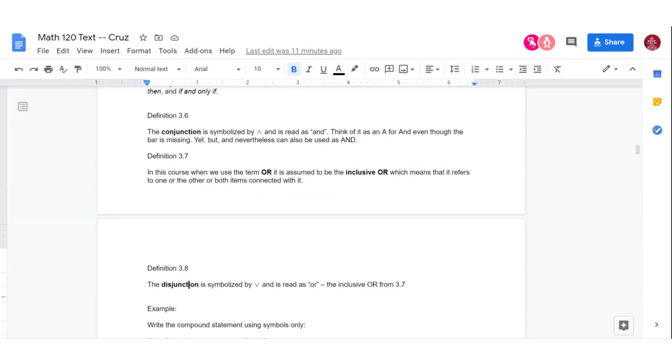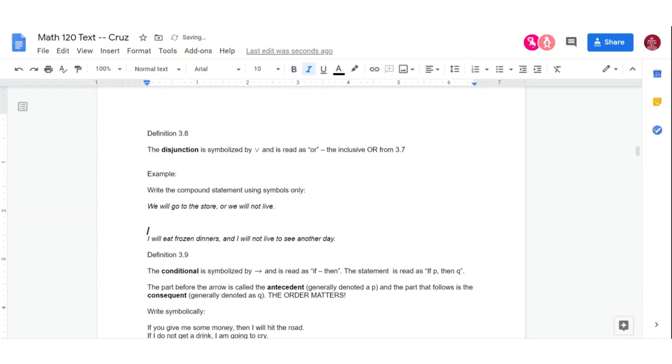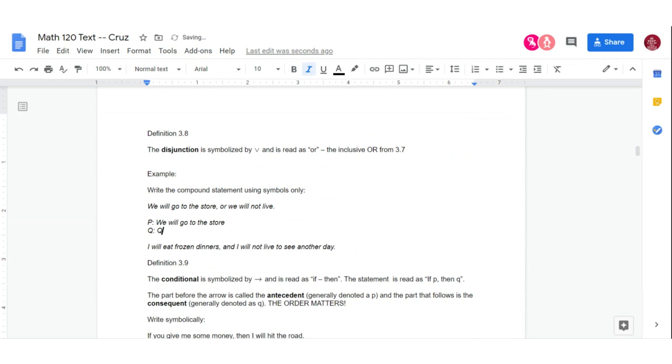All right, so let's look at how we can put together some of these things. So here's some things we want to write, and I'm going to write it symbolically in here. We got to, first of all, identify what P and Q are, if we want to write something symbolically. So P is we will go to the store. Q is we will live, okay?